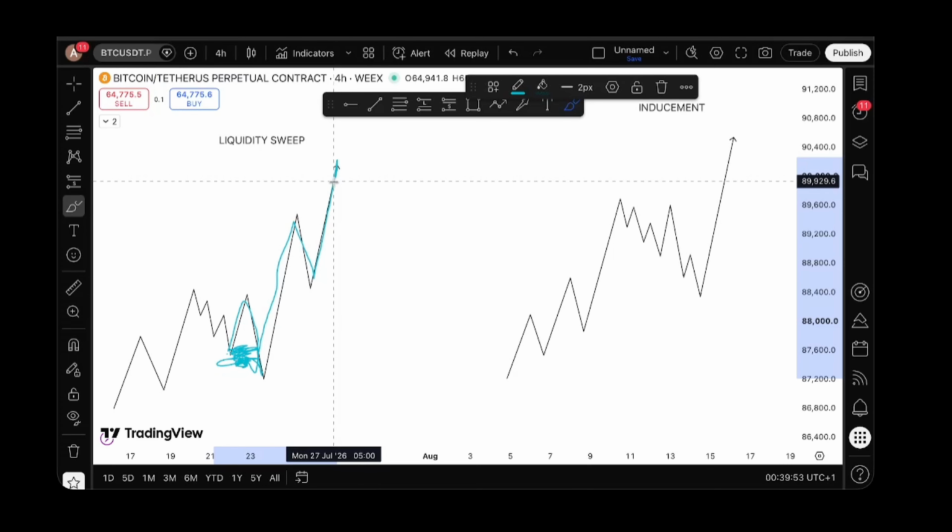That's liquidity sweep. In liquidity sweep, the retail traders in the actual market trend are the ones that suffer the losses, right? While in inducements, it is the retail traders that are actually going against the market that suffer the losses. That's one of the differences.